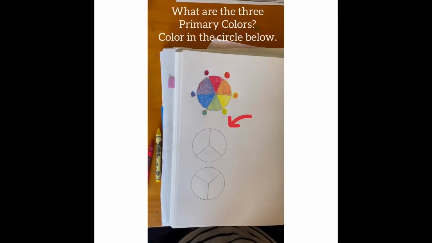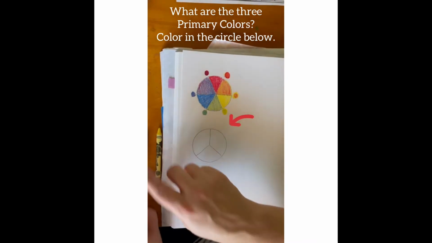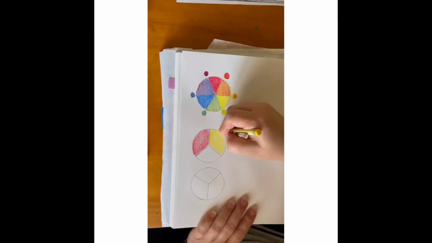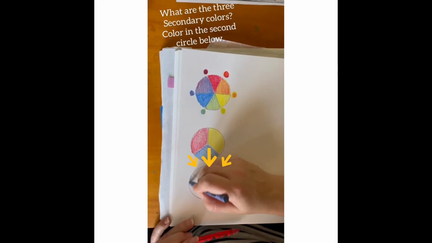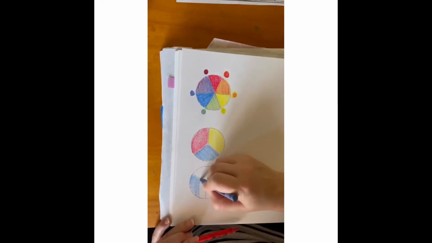As a review now, what are the primary colors? Color in the circle below. Do you remember how to mix the secondary colors? Go ahead and mix them below.